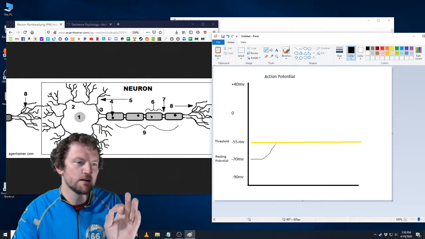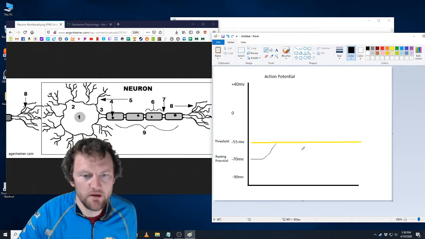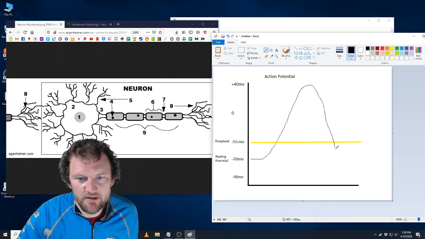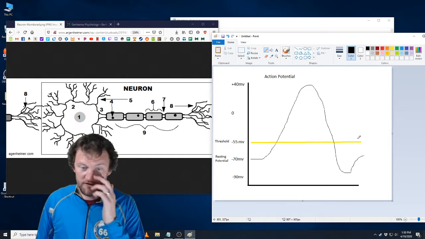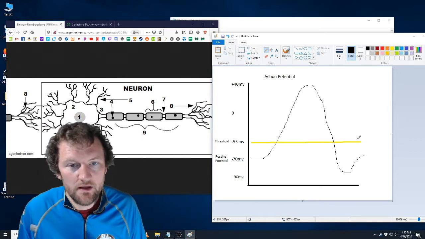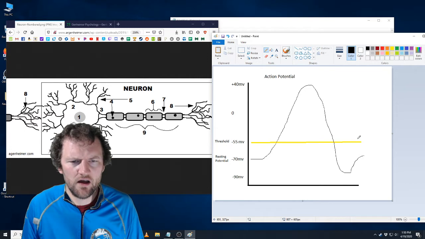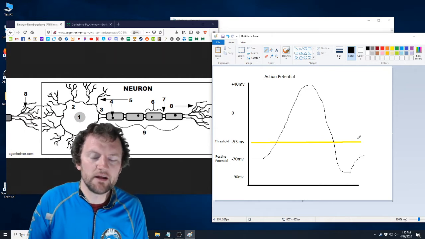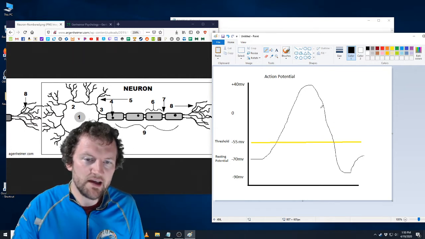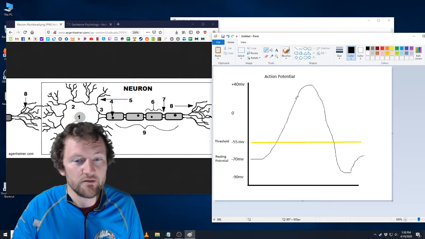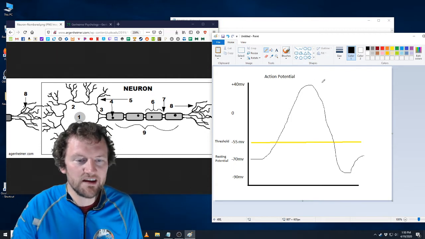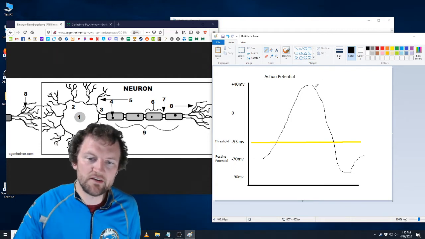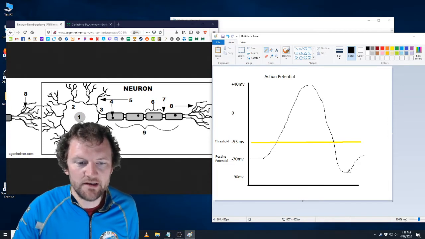So once the action potential occurs, it goes through this predictable sequence. And this is regulated by the axon hillock, number 3. It goes up to positive 40 millivolts, down to negative 90 millivolts, and then back to the resting potential, which is negative 70 millivolts. This is also partially regulated by what's called the all or none principle, meaning that you can't have an action potential that only goes to positive 30 millivolts.